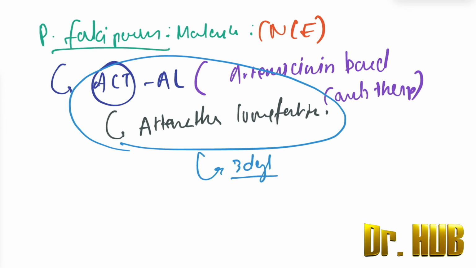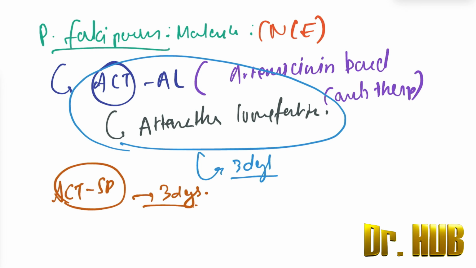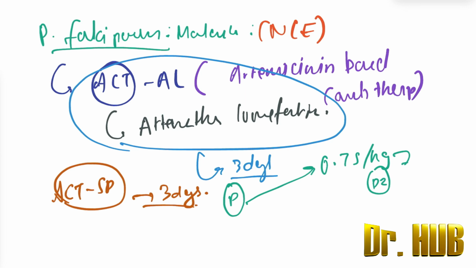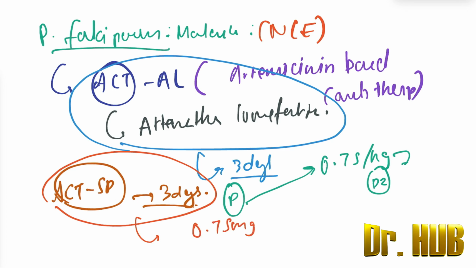Then comes the ACT-SP. There is ACT as well as SP. It occurs for 3 days. And let's look at the primaquine dose. The primaquine dose will be 0.75 mg per kg, and this is on day 2. And next is the ACT-SP for 3 days. The primaquine dose will be 0.75 mg per kg, and this is again on day 2.